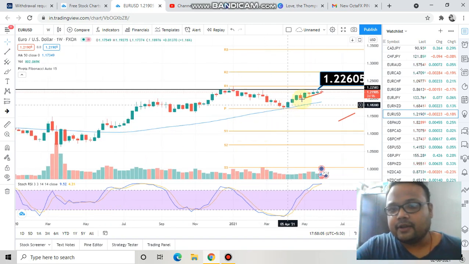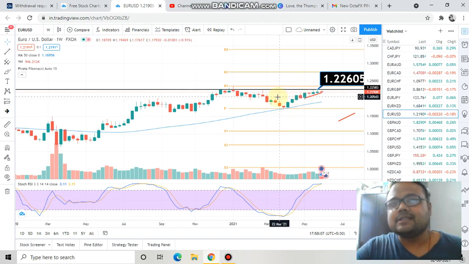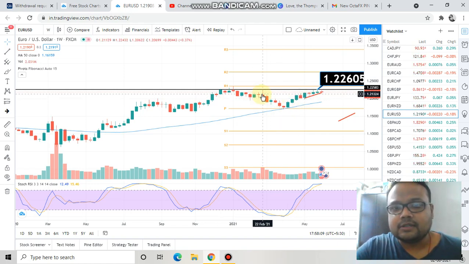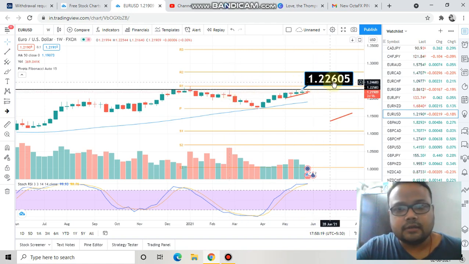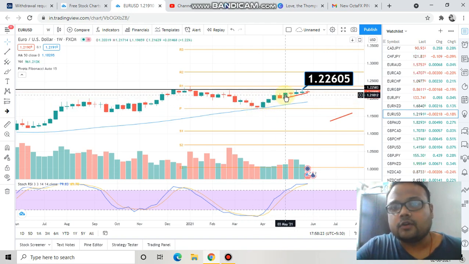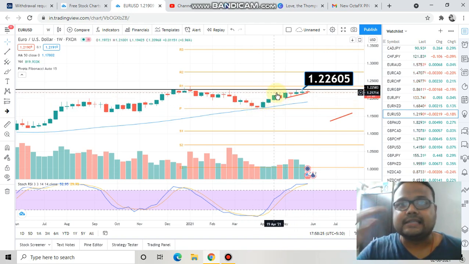The market is in an uptrend, but right now it is facing some selling pressure from above, because see, this is the candle from the third week of Feb. Just look at this candle, it made a high of 1.2260. And whenever the market tries to cross this level, it faces resistance. So the market is unable to cross the resistance.